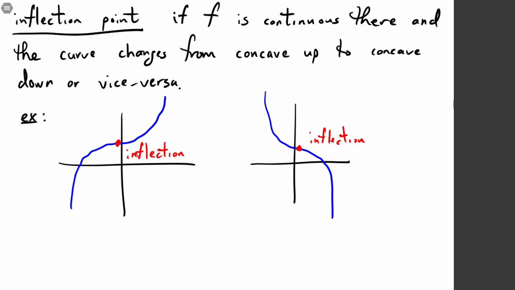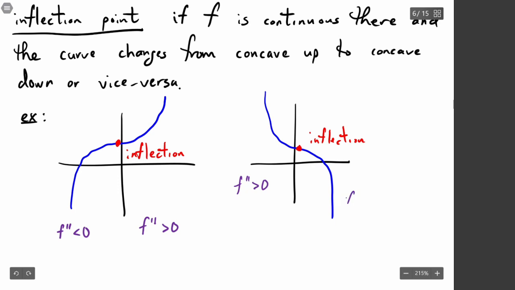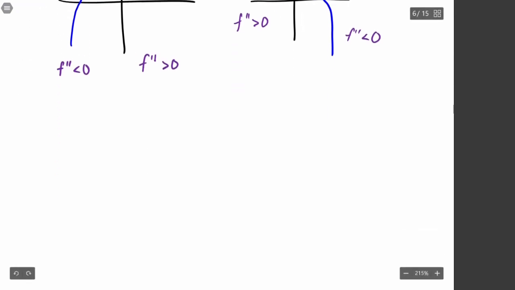So you can use the second derivative. Over here we have second derivative negative. Over here we have second derivative positive. On this side of the inflection we have second derivative positive. This side we have second derivative negative. So if you look for where the second derivative is changing from positive to negative or negative to positive, you can start identifying inflection points. Let me summarize that real quick in a test.